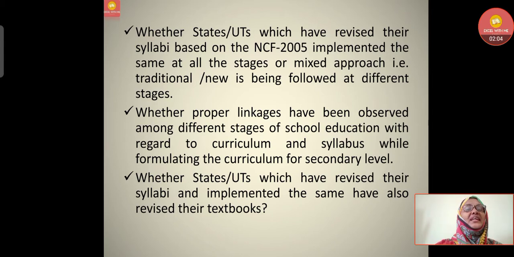Then whether proper linkages have been observed among different stages of school education with regard to curriculum and syllabus while formulating the curriculum for secondary level. Obviously proper linkage should be there when the curriculum is framed, whether the syllabus is included, linkage is there between curriculum and syllabus, that needs to be checked, especially for secondary level. Whether states or union territories which have revised their syllabi and implemented the same have also revised their textbooks. That means whether they have taken the revised syllabus and implemented the same in their textbooks, that should be answered.